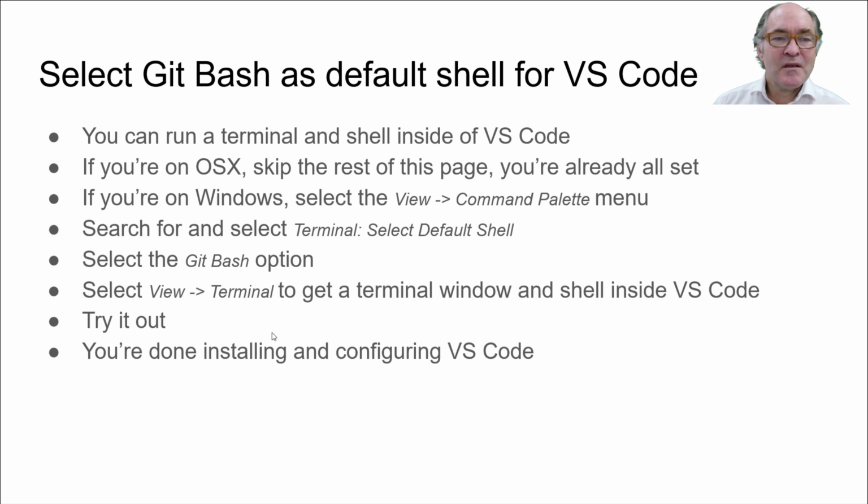Okay, so select the Git Bash option. Then, to see if it's working, select the View Terminal option, starting at the View menu item at the top of your screen and then selecting Terminal to get a terminal window running right inside of VS Code. And if everything has worked, it should be a Bash window, and you should be familiar with how to use that from the previous talks. Okay, at this point, you're done installing and configuring VS Code. Let us know if you have any problems, and we'll be happy to help.